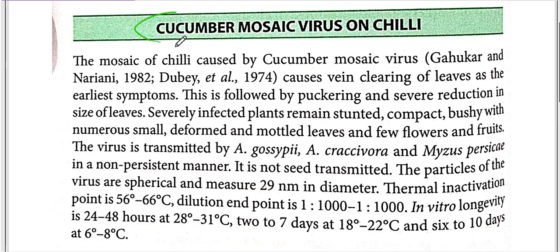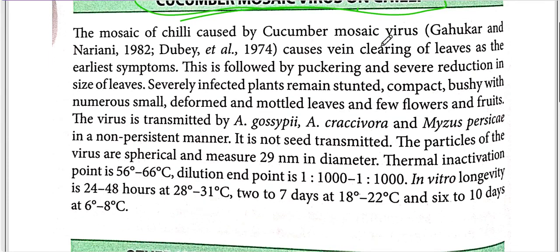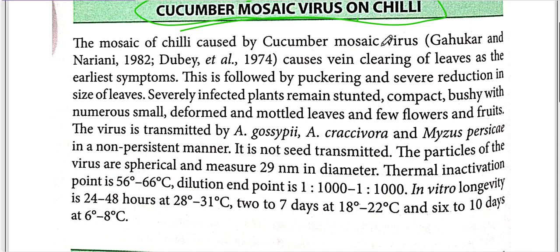Now we discuss cucumber mosaic virus on chilli. The mosaic of chilli caused by cucumber mosaic virus, Gawkar and Nariani 1982, Dubey et al. 1974, causes vein clearing of leaves as the earliest symptom. This is followed by puckering and severe reduction in size of leaves.